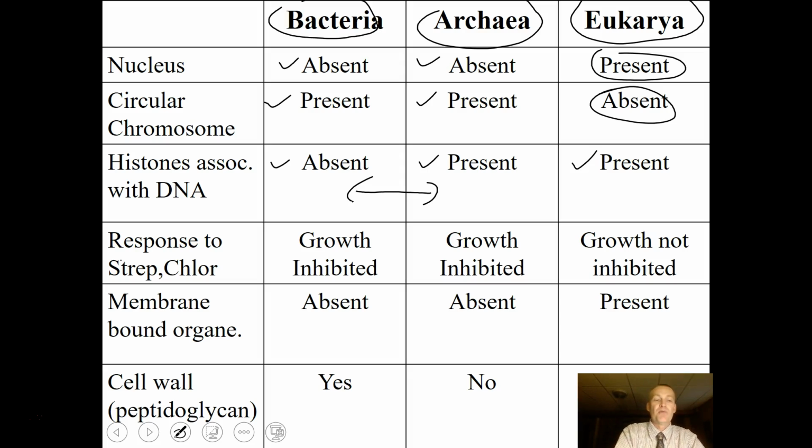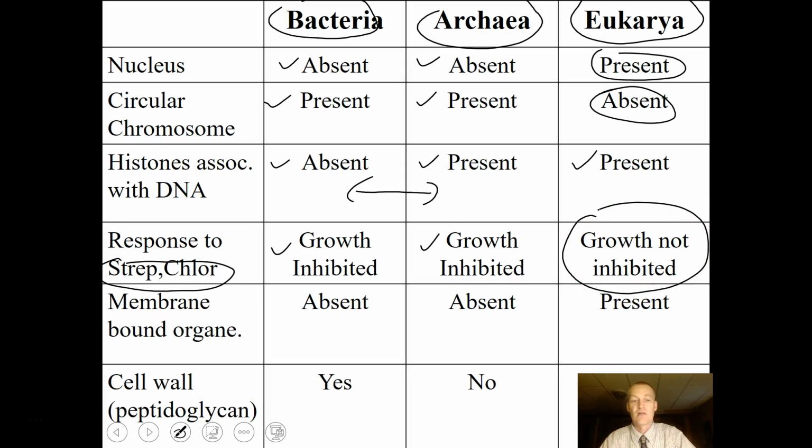I put a couple of antibiotics here, streptomycin and chloramphenicol. Bacteria are inhibited by these antibiotics, and so are archaeans, but you can take these antibiotics and not kill yourself because you are not significantly susceptible to their effects. That's how antibiotics work. They kill some organisms, but they don't kill you, hopefully.